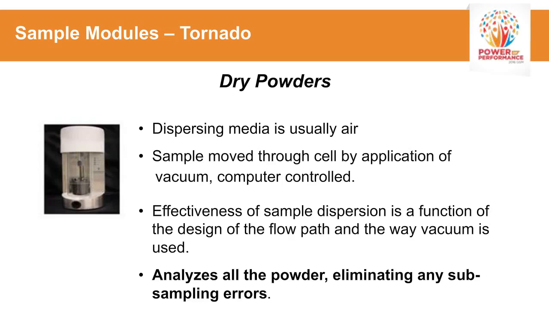But you're typically going to add about enough material to run 20 to 30 seconds. By analyzing all the powder, you eliminate any subsampling error, any segregation that could have taken place. Once it's in the instrument, it doesn't matter, because the instrument is going to analyze all the powder that you gave it.